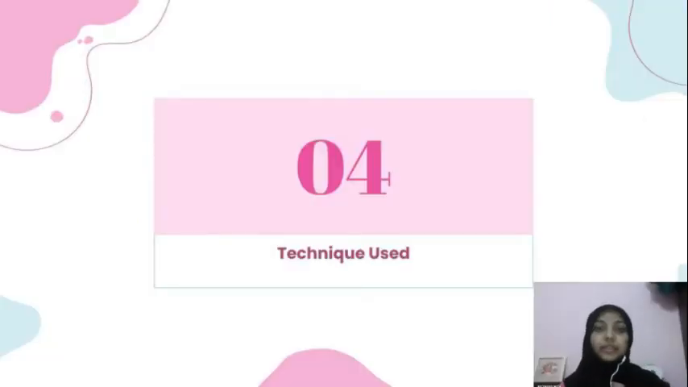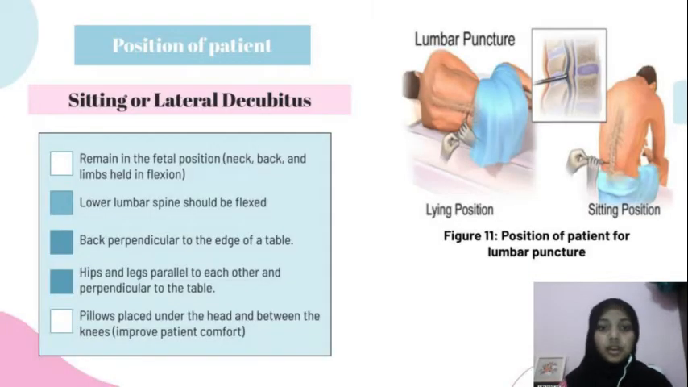Next, we move to the appropriate technique used from the specialized procedure to show the pathology. First, for the positioning of the patient, they are either sitting or in lateral decubitus position. The patient is to remain in the fetal position with neck, back, and limbs held in flexion. The lower lumbar spine should be flexed. The back is perpendicular to the edge of the table. Hips and legs are parallel to each other and perpendicular to the table. Pillows are placed under the head and between the knees to improve patient comfort. This technique will promote widening of the interlaminar space.